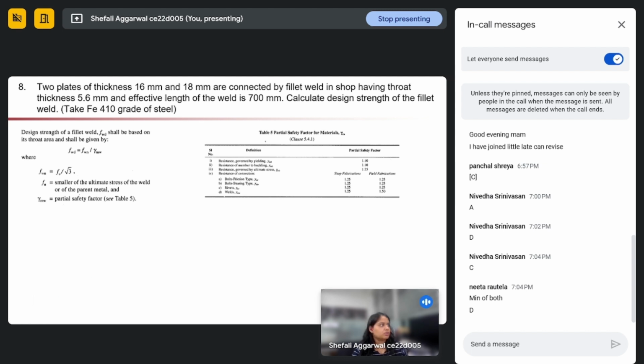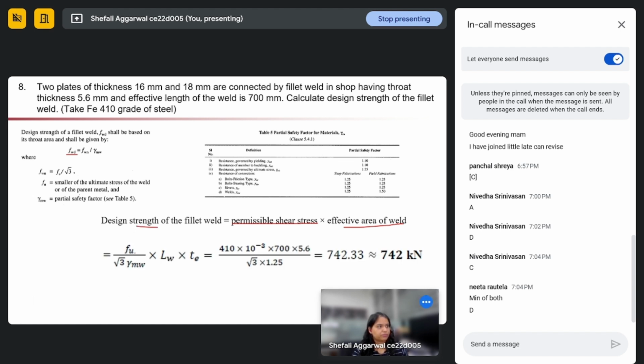Okay. So this is the partial safety factor. In our case, we are taking 1.1, sorry, not 1.15. Next is the design strength of fillet weld. Here, the small f will give us stress only. So we will multiply this permissible stress by the effective area of weld, which will give us the strength value. So Fu divided by under root 3 divided by gamma MW into the area of our weld.